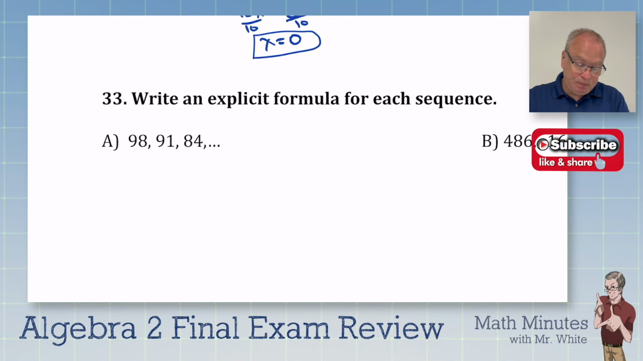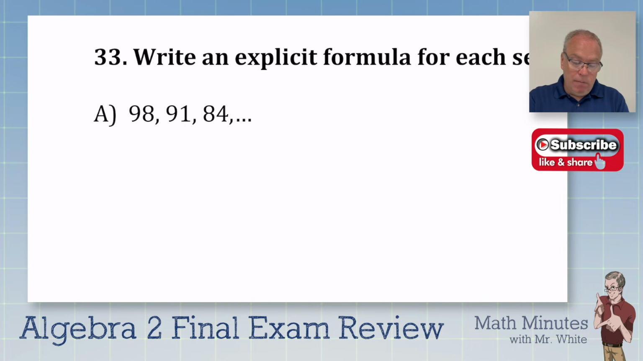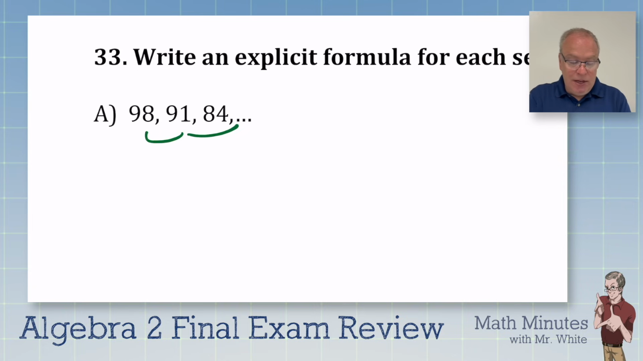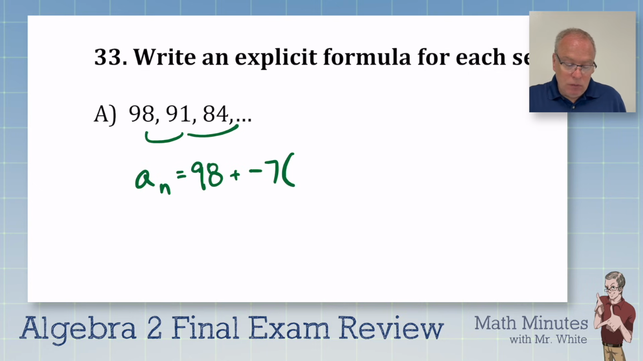We got the answer. All right, explicit formula for the sequence here. Do you see how this is going down by 7 each time? Down by 7. So any term is always going to be, so we're going to start with 98, and then we're going to add -7 times n minus 1.